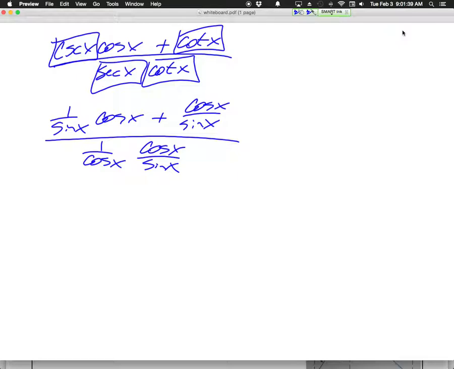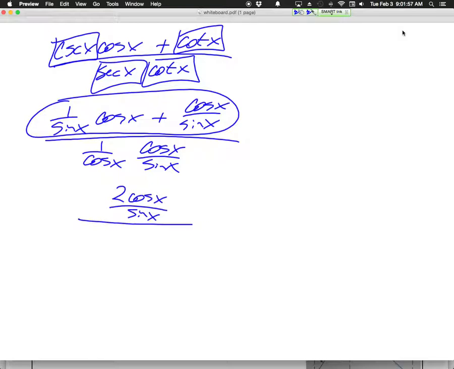Now you can combine things that you want. Okay, so in the numerator, what does the numerator end up being? So 2 cosines of x. 2 cosine over sine is what my numerator ends up being. Does everybody see that? Because this is cosine over sine, this is cosine over sine.